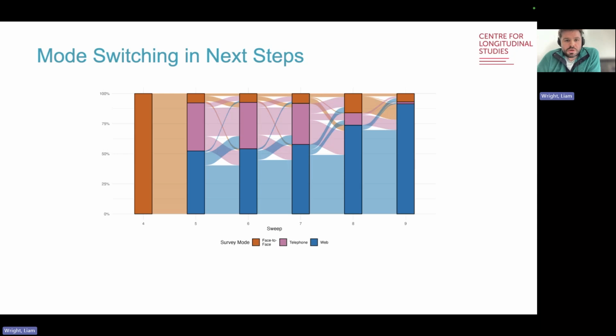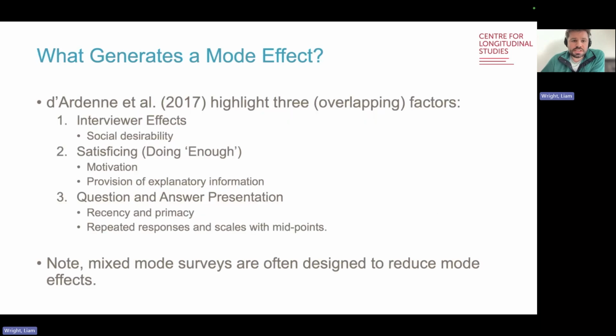So here's just an example of mode switching in Next Steps. In wave 4, it was face-to-face only, but then from waves 5 to 9, it was a sequential mixed mode design: web, then telephone, then face-to-face. You can see, I hope you can see my cursor, that within a mode there are people who used different modes, but also between waves people switch to some extent. So this blue band here is people that used web in wave 5 and then telephone in wave 4. And as I mentioned, this can cause bias for descriptive, longitudinal and correlational analyses.